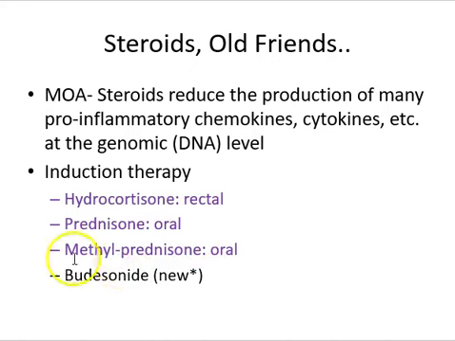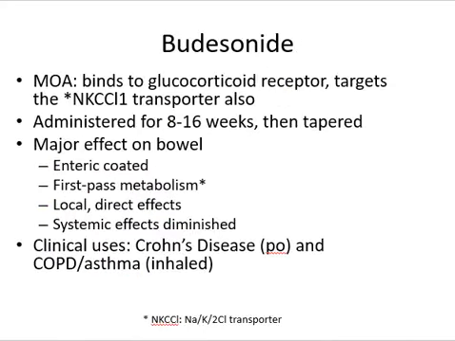But the new kid on the block is budesonide, a newer steroid type molecule, which we'll examine right now. Budesonide mechanistically is going to bind to the glucocorticoid receptor, just like the other steroids we just talked about, hydrocortisone, methylprednisone, etc. But it also targets the sodium potassium 2-chloride transporter. Is that clinically significant? You'll find out much later. We don't really get into the physiology of that particular transporter at this moment, but it can bind to that, which is why you see something like budesonide used in other disease states.